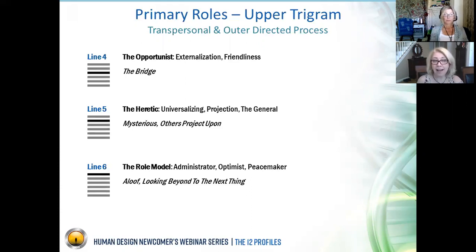Fifth line. Now, I have the fifth line in my personality. So I am a conscious heretic. The heretic is for strangers. They are the universalizers, the marketers. People project onto the heretic what they need to see. The riding in on the white horse, the general. And fifth lines can be very mysterious. And others project upon the fifth line more or less what they want to see or what they need from that person. So it's said that nobody really knows a fifth line.